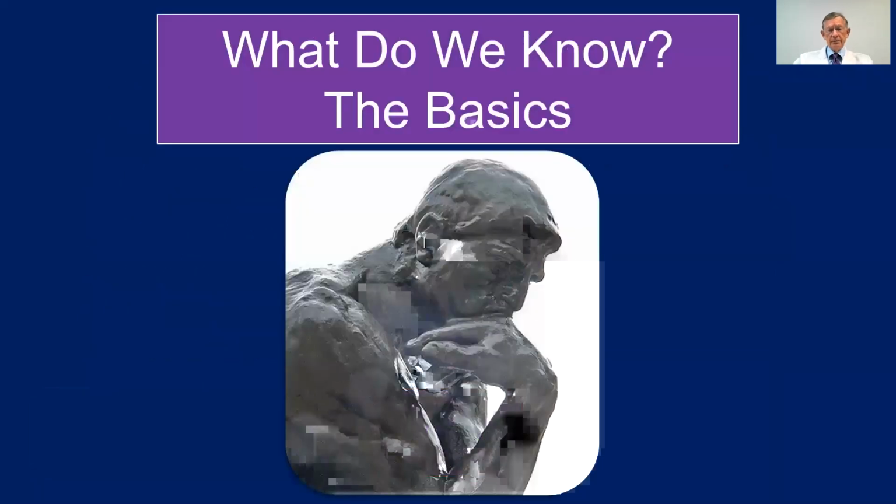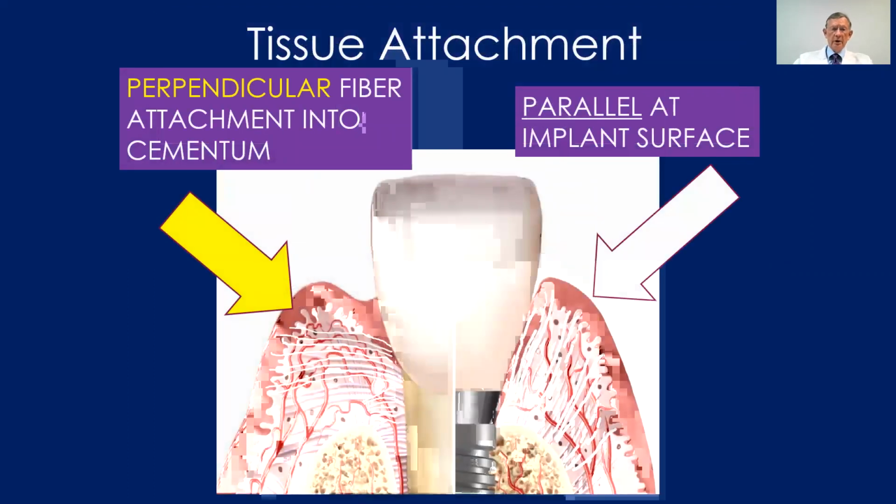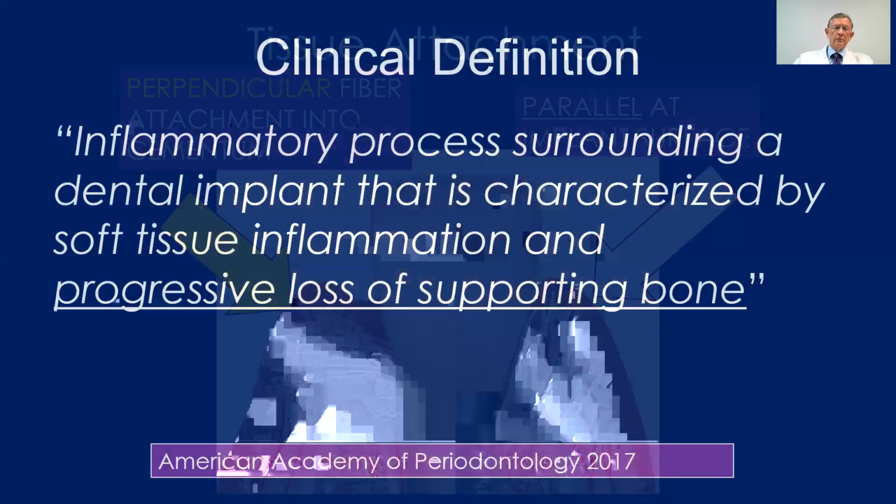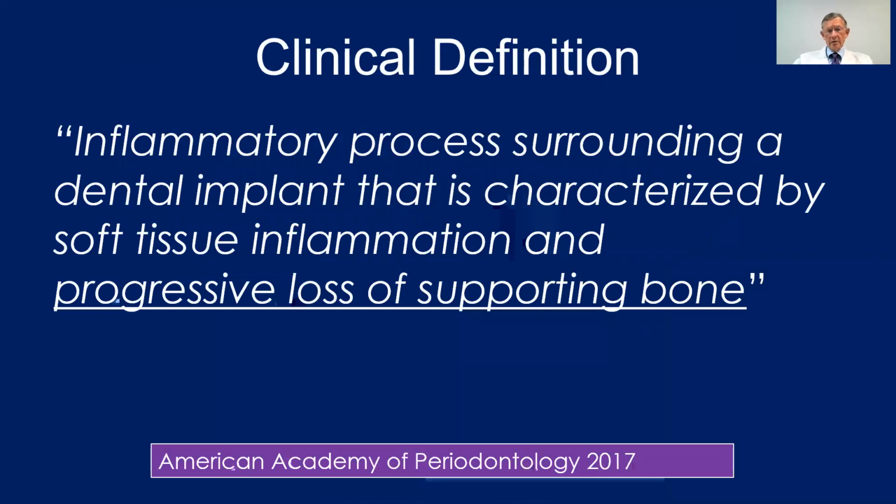So what do we know right now? This would be a good time to review the basics of what we're dealing with. Anatomically, implants and teeth are different, as we all know. There are perpendicular fiber attachments into cementum for teeth. In implants, the fibers are parallel, a very different situation. Just to be complete, the clinical definition according to the American Academy of Periodontology in 2017 states that it's an inflammatory process surrounding dental implants that is characterized by soft tissue inflammation and progressive loss of supporting bone.